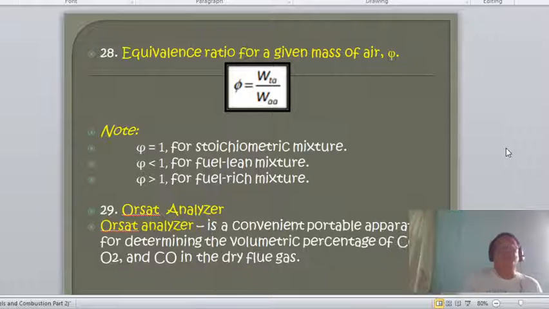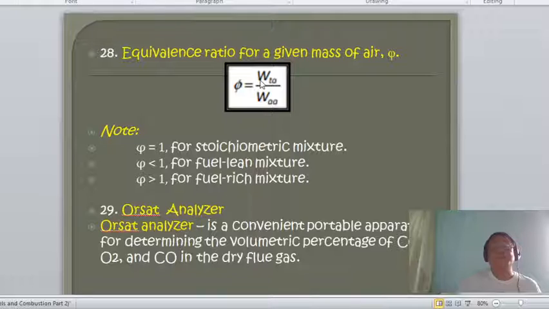Another is the equivalence ratio for a given mass of air. We have here the weight of the theoretical air and the weight of the actual air. If you get the value of the theoretical air and the actual air and get the ratio of that, that is called the equivalence ratio. This equals 1 for stoichiometric mixture, less than 1 for fuel-lean mixture, and greater than 1 for fuel-rich mixture.